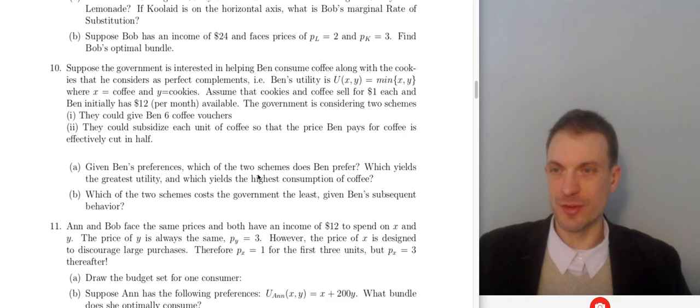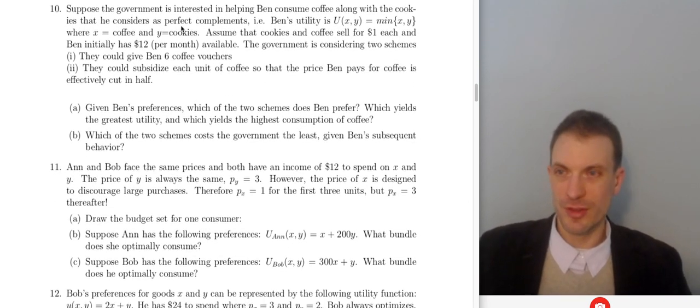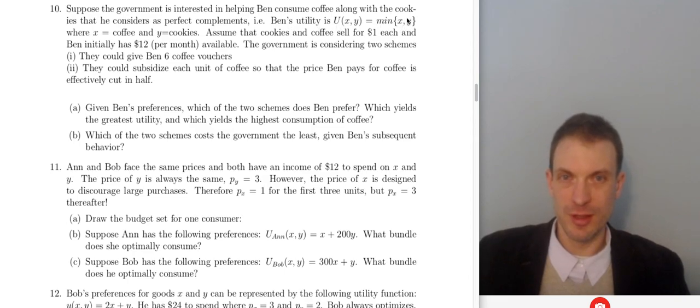All right, 10. Suppose the government is interested in helping me consume coffee along with the cookies that I consider as perfect complements. My utility is standard perfect complements. X is coffee, Y is cookies. Assume cookies and coffee each sell for $1. I have $12 per month available. That's my cookie and coffee budget.